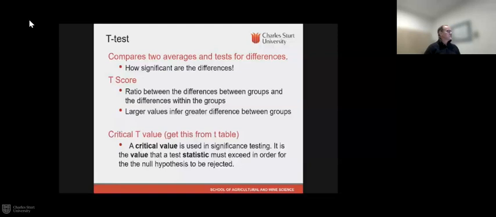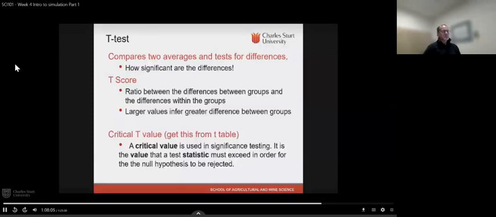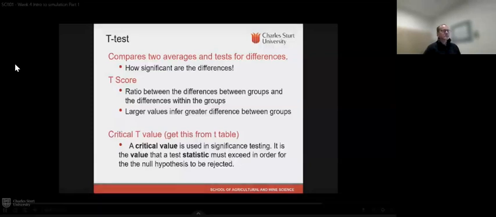You can also do it within the groups. And if we get a larger score, that's inferring that we get a greater difference between the groups. We can then look up a critical t-value, and we use a t-table to do that. You won't have to do that. You're going to do it in Excel. But you could, and I'll show you an example of that in a couple of slides.